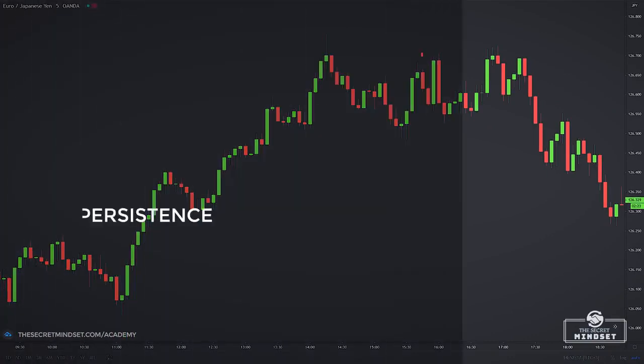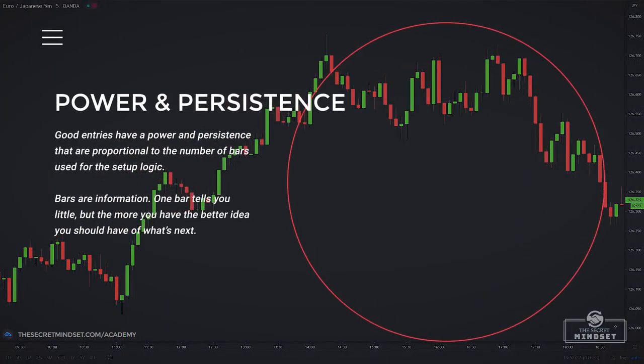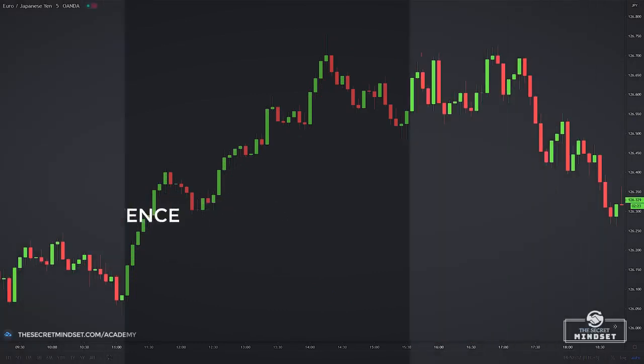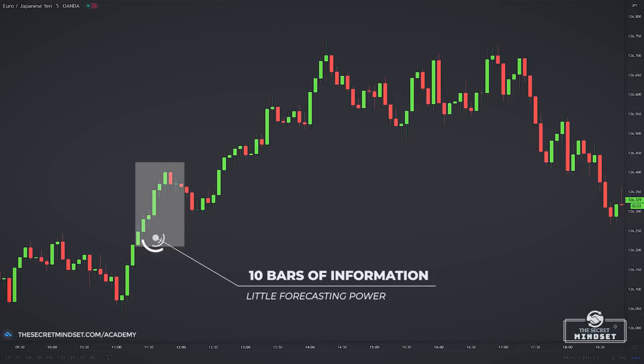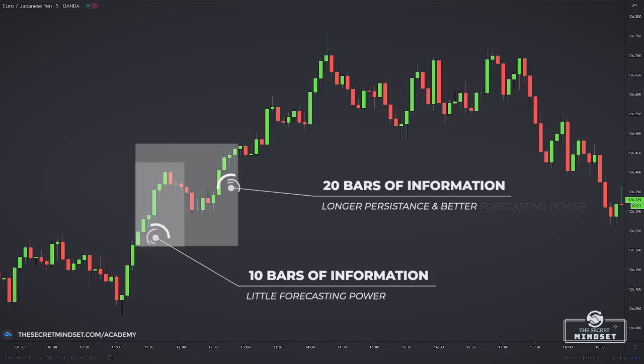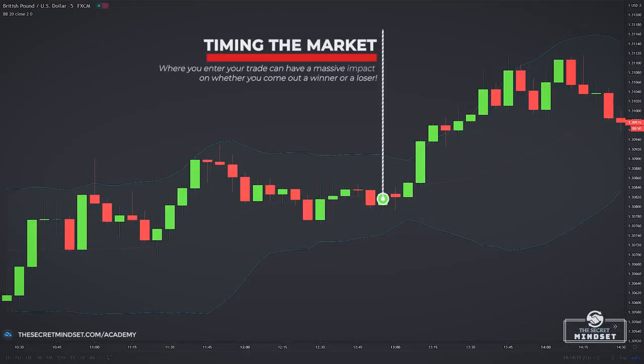Good entries have a power and persistence that are proportional to the number of bars used for the setup logic. Bars are information. One bar tells you little, but the more you have, the better idea you should have of what's next. If your entry uses 10 bars of information, it will have little forecasting power. If your entry uses 20 bars of information, your profit push should be higher and last longer than the 10-bar entry. Similarly, with 50 bars of information, you should get a bigger profit and longer persistence. You get the idea. So where you enter your trade can have a massive impact on whether you come out as a winner or a loser.